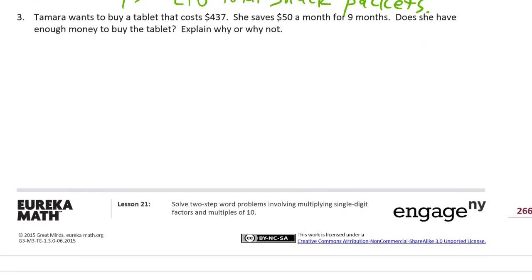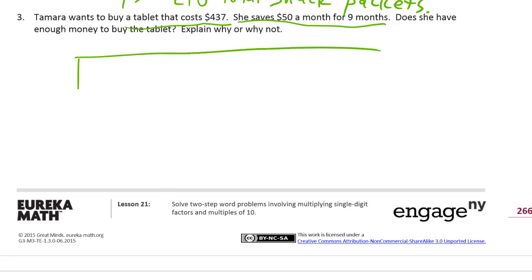Tamara wants to buy a tablet that costs $437. She saves $50 a month for 9 months. Does she have enough money to buy the tablet? Okay, she wants to buy a tablet. We know the total cost of the tablet. Here's what she saves. We have to find out if it's enough. $50 a month for 9 months.